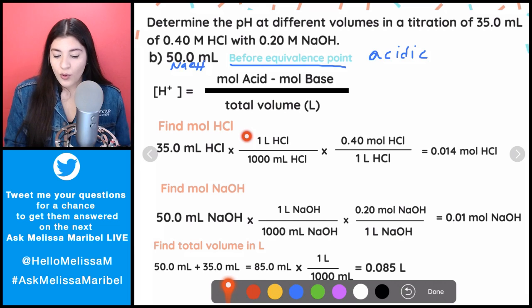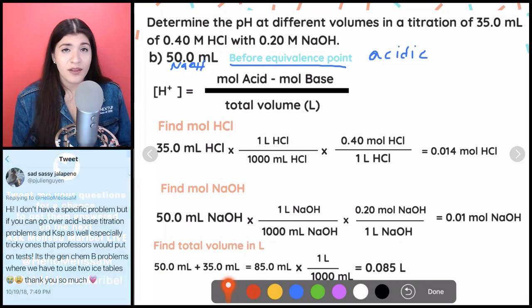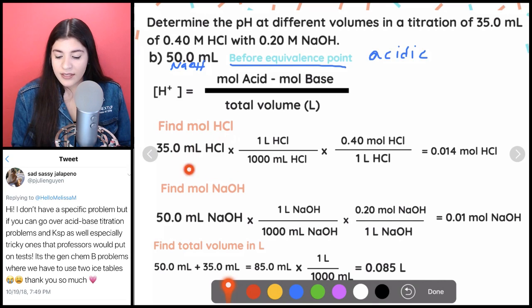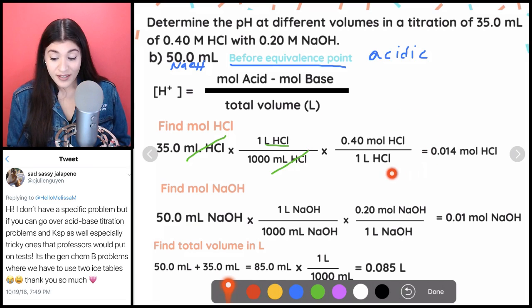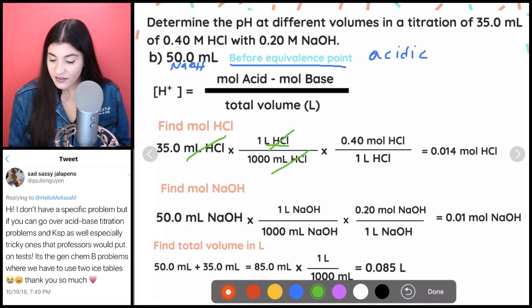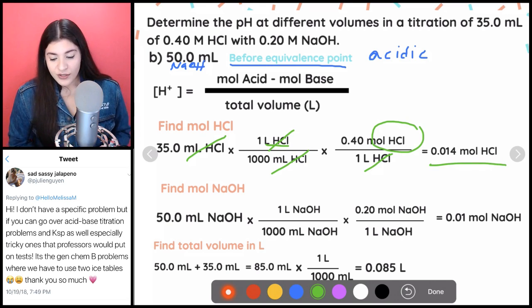So we'll find the moles of HCl, starting with 35 milliliters of HCl that we were given. Next, I'm going to change this to liters. So our milliliters of HCl would cancel, and now we're at liters. And then next, I'm going to use the concentration that was provided. So here we have molarity, and that's going to be broken apart into moles divided by liters. So that can cancel again. And then now we get our moles of HCl, which would be this answer. Okay, so that would be the moles of HCl.